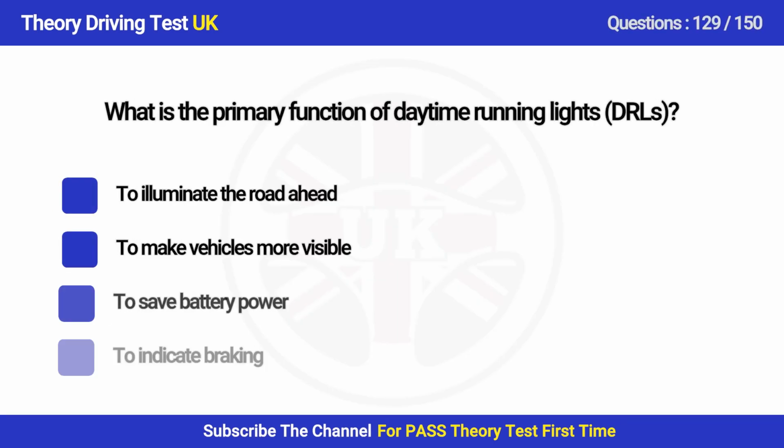Question 129. What is the primary function of daytime running lights? A. To illuminate the road ahead. B. To make vehicles more visible. C. To save battery power. D. To indicate braking.